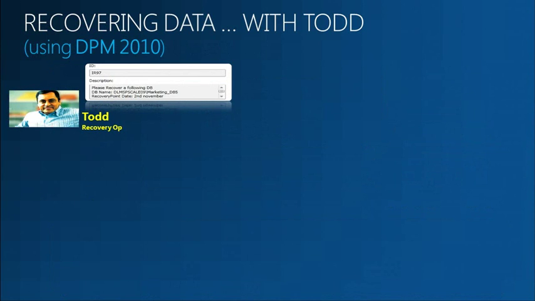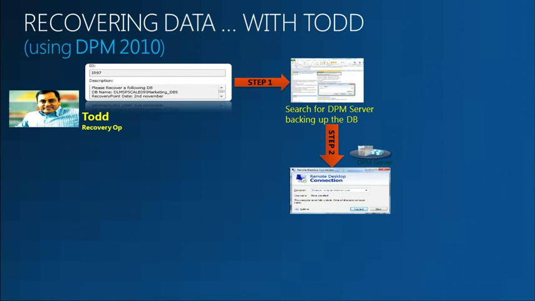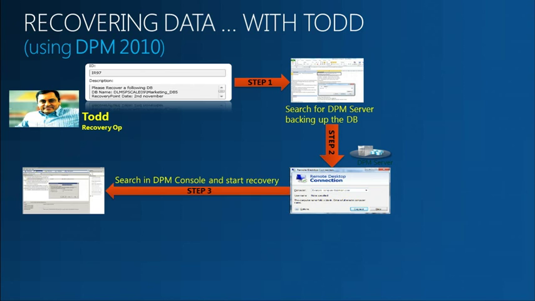So let's start with an example of how data gets recovered using Todd. Todd has a ticket assigned to him saying, hey, can you go ahead and recover a particular database? What does Todd do today? He goes ahead and looks into an Excel file. The Excel file has the list of all the databases, protected objects in his environment, all 30,000 of them. He searches for which DPM server currently has that database. He does a remote access to the DPM server and then starts the recovery.